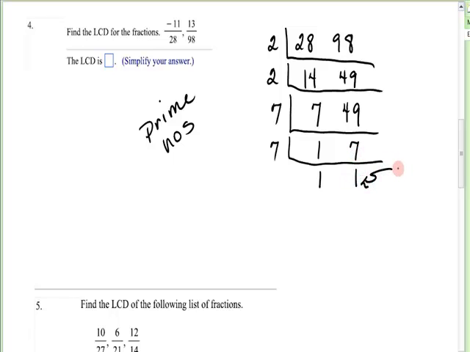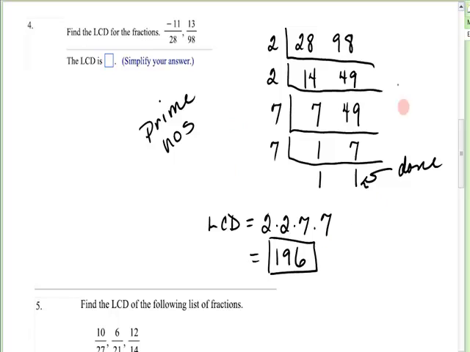When you get all ones, that tells you that you're done, and your least common denominator is the product of the prime factors. So you might grab your calculator, and I get that the least common denominator is 196. 98 will go into 196. 28 will go into 196. It's the smallest number that you can find.